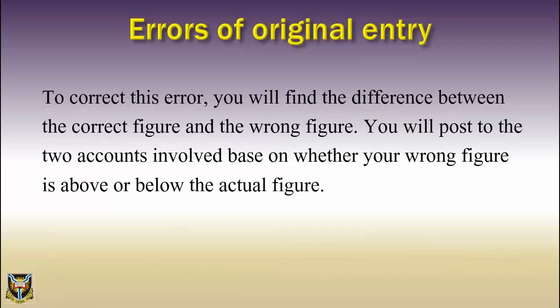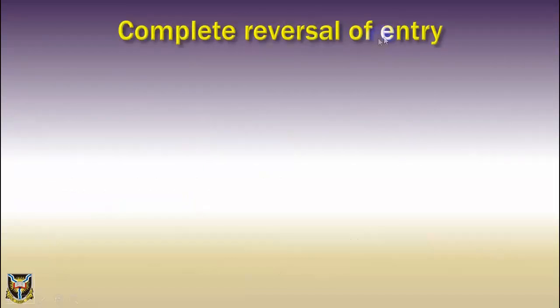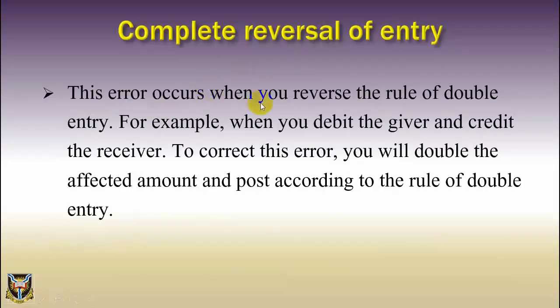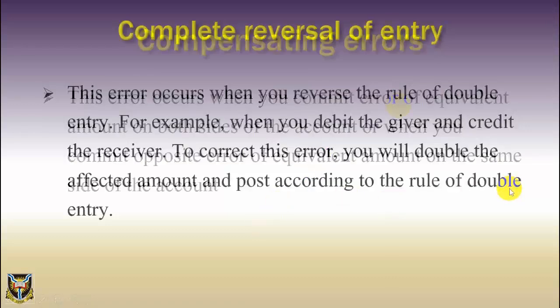5. Complete reversal of entry. This error occurs when you reverse the rule of double entry. For example, when you debit the giver and credit the receiver. To correct this error, you will double the affected amount and post according to the rule of double entry.